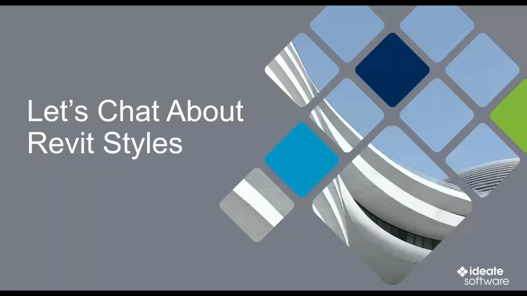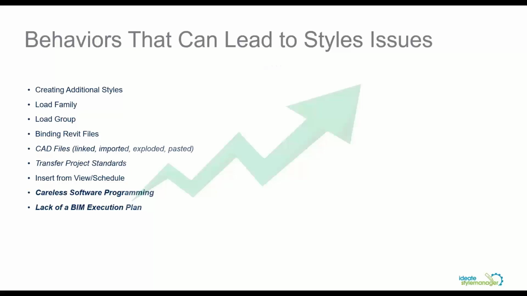All right, so why are we here today? Well, we're here to chat about styles. So let's go ahead and chat about them. A couple things to keep in mind when it comes to styles issues. When I'm talking about styles, I'm talking about things like object styles, subcategories, line patterns, fill patterns, text nodes and fonts and dimensions and arrowheads. These are the kinds of things that we're talking about regarding styles.